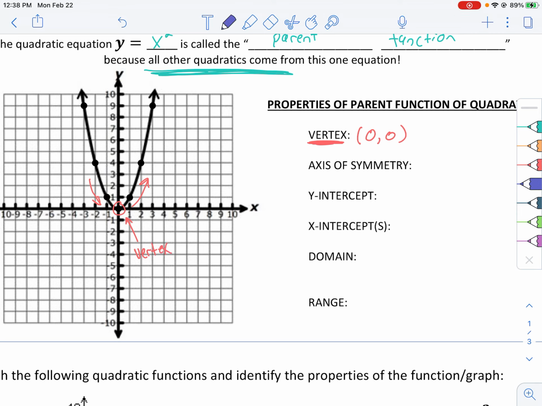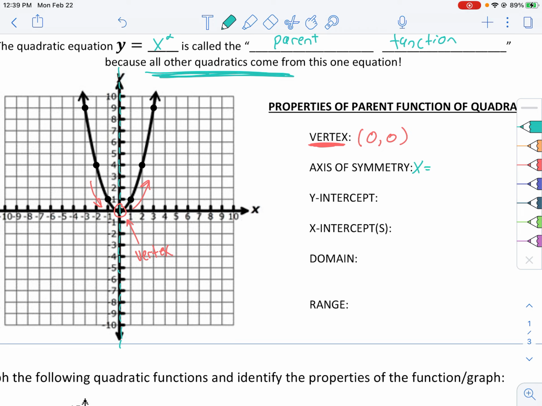The axis of symmetry is this line, let's do a different color, brighter, this line that runs right down the middle of the quadratic. We call it the axis of symmetry because it's symmetric, right? This side is symmetric to this side from that axis of symmetry. It's a vertical line, so it's an x equals. In this specific example, the parent function, x equals 0 is the axis of symmetry.